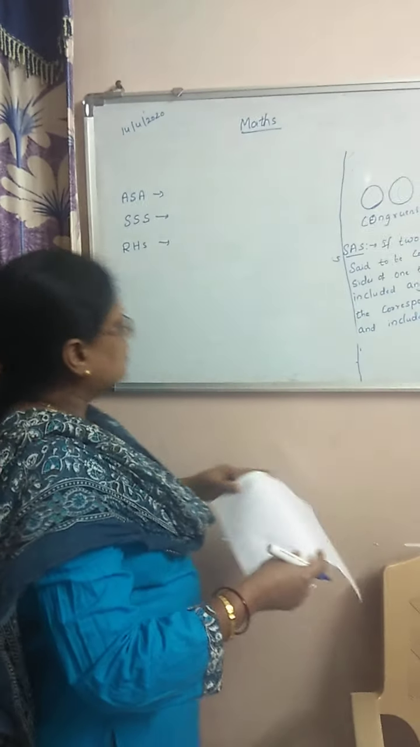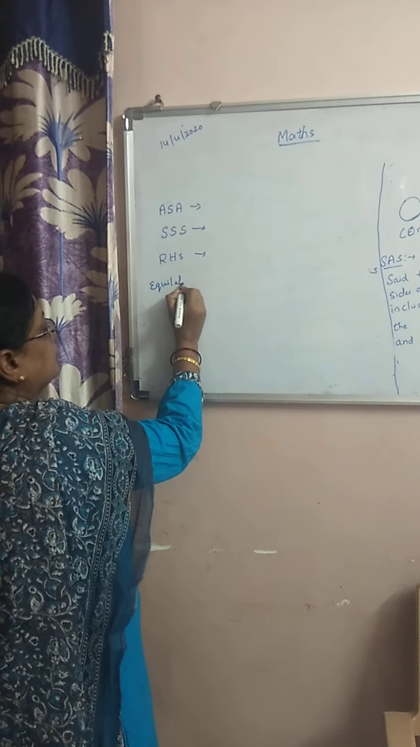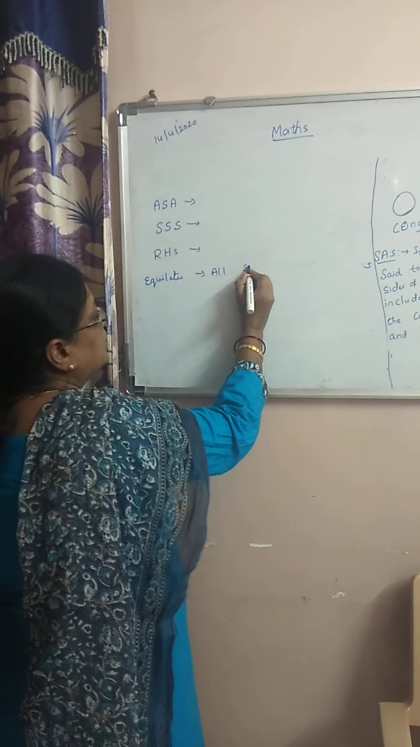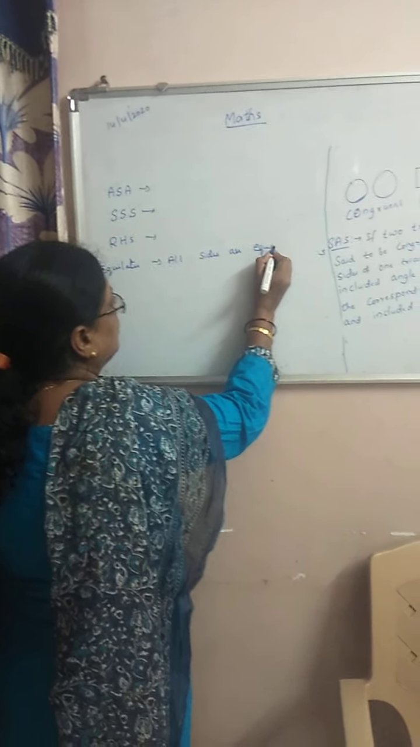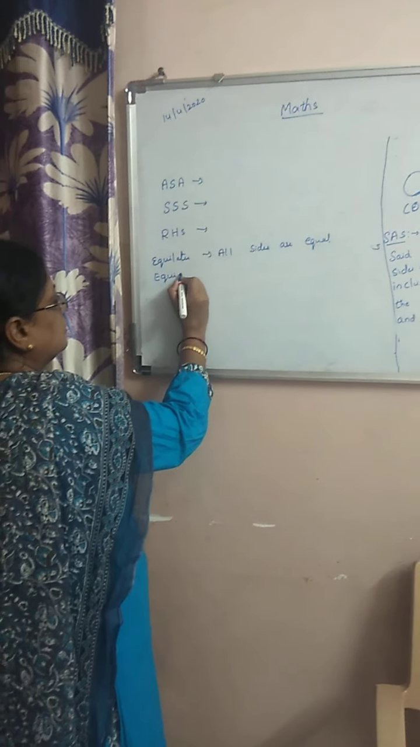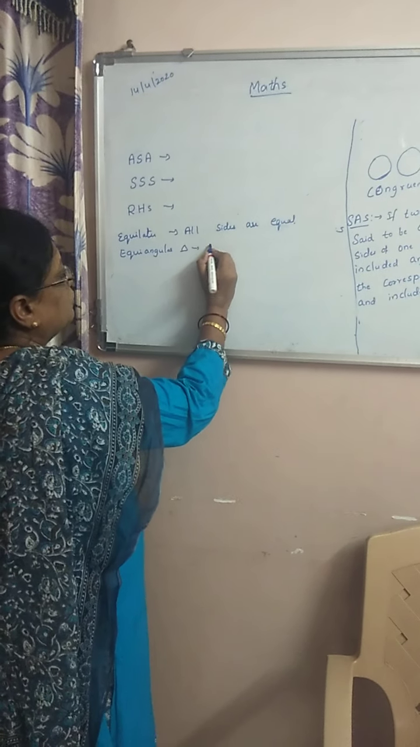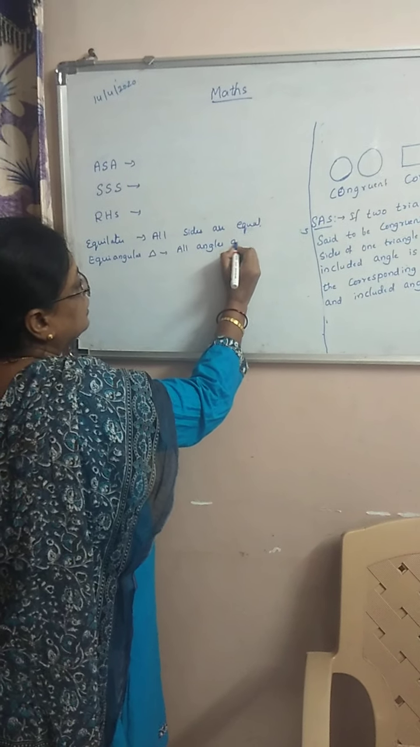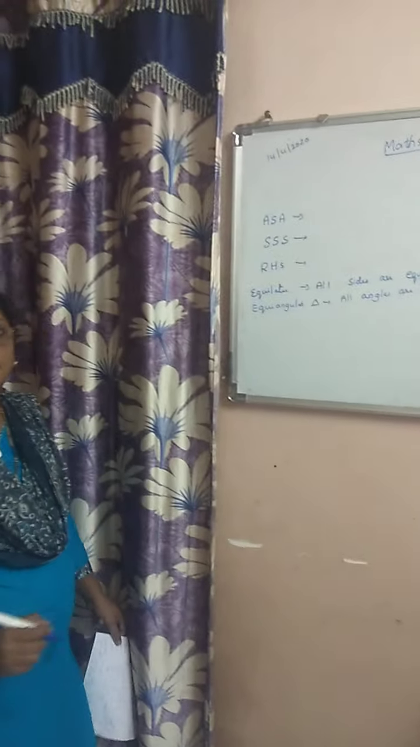Just one more. What are equilateral triangles? If all the sides are equal, then it is called an equilateral triangle. All sides are equal. What is an equiangular triangle? Equiangular triangle. If all the angles are equal, then the triangles are said to be equiangular triangles.